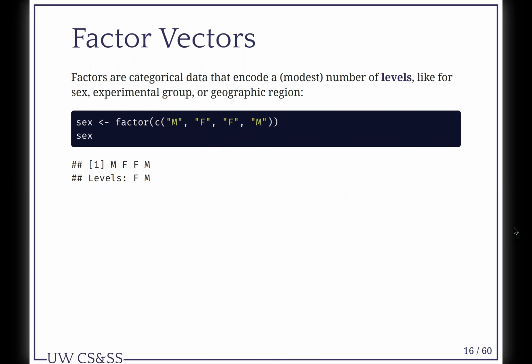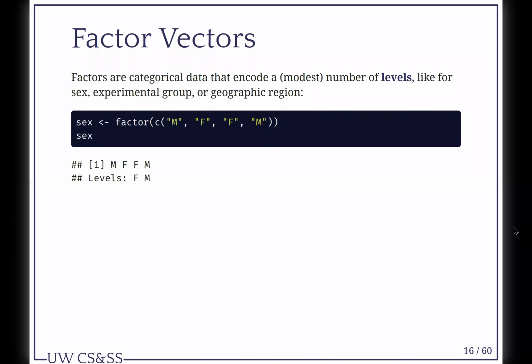So factors are categorical data that encode a modest number of levels. I talked earlier about the Likert scale having like 1 to 10. Each of these numbers would be a level. These are often things like sex or experimental group or geographic region. Let's say we have an object called sex, assign it factor, a vector with M, F, F, and M. And then when we look at the sex object, the levels are also specified.